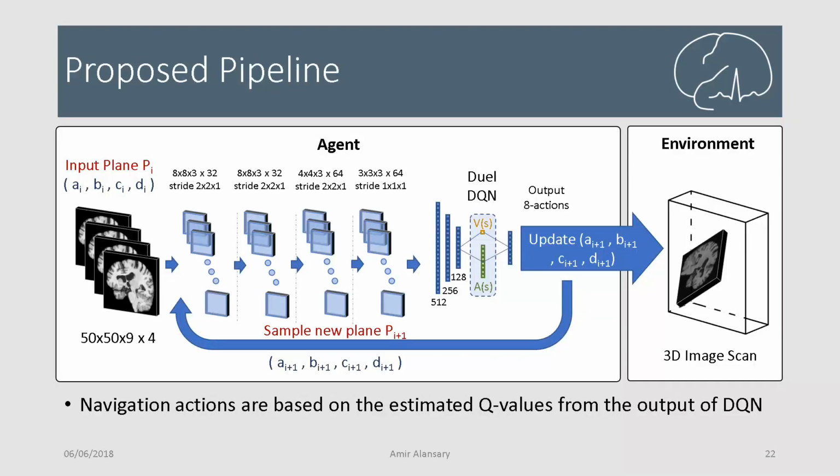So this is the pipeline. This is the convenience of the DQN: the input is the last 4 frames in the lifetime of the agent, the deep planning agent. Then it feeds the network, and at the end we get 8 actions. Based on them, we update the plane, sample a new plane, and feed it here, and keep going until it finds the target plane.